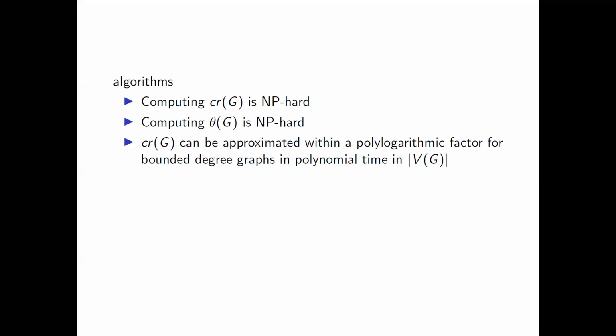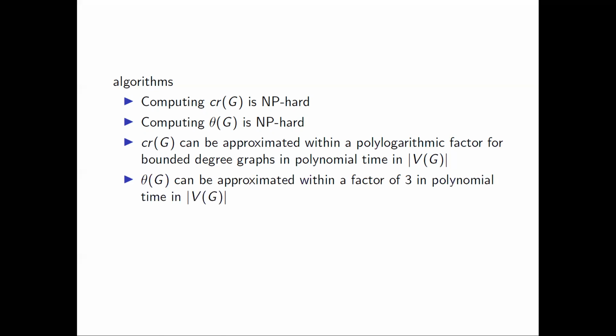On the other hand, for thickness, we can get a better guarantee for approximating the thickness. So even though both the crossing number and the thickness are NP hard to compute in general, for approximation, we can approximate the thickness within a factor of 3. We can do this in polynomial time. Again, the polynomial time is in the order of the given graph. So I'd like to discuss how we can approximate the thickness within a factor of 3. And in order to do that, we need to discuss another graph parameter, and this parameter is known as arboricity.